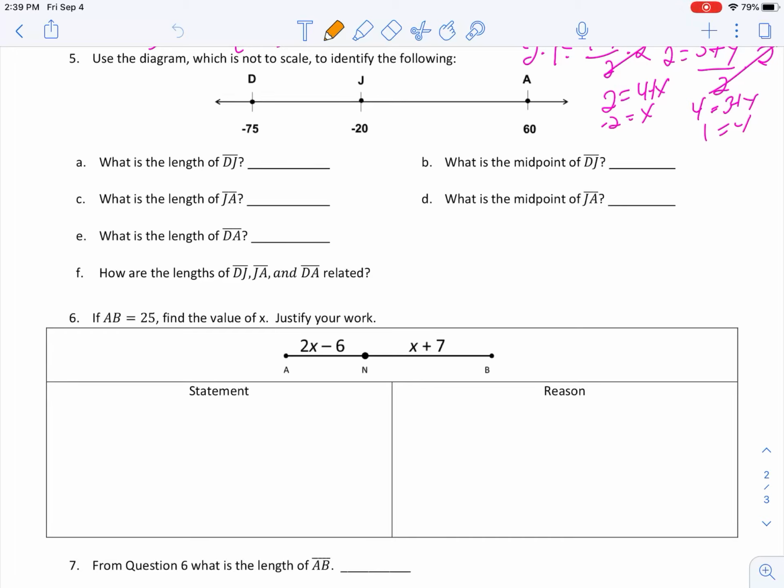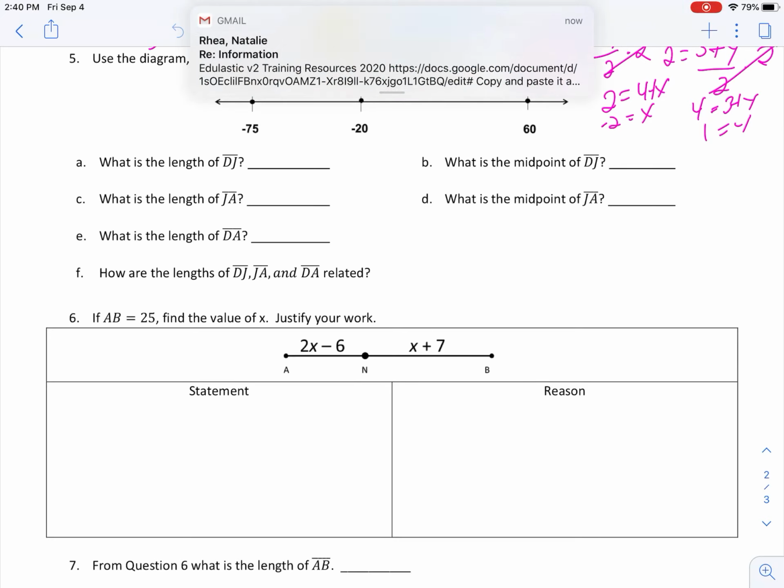Okay. Question 5. On question 5 here, we're going to continue to talk about finding midpoints. Finding midpoints that could be, again, both negative, could be fractional, could be a nice decimal. All right.